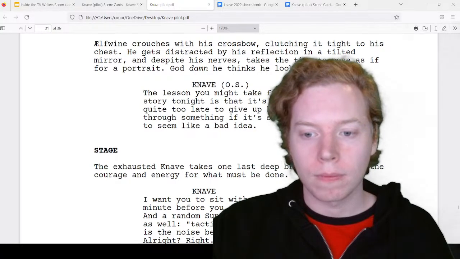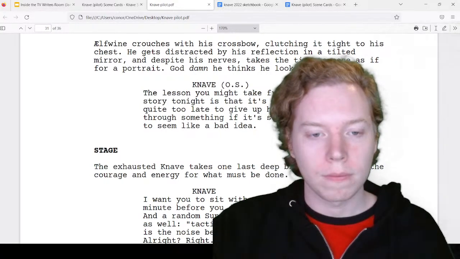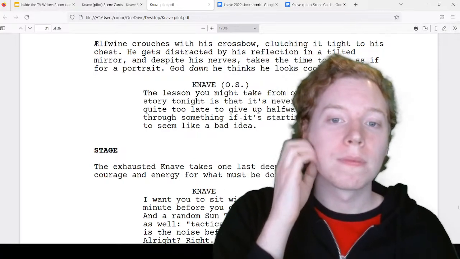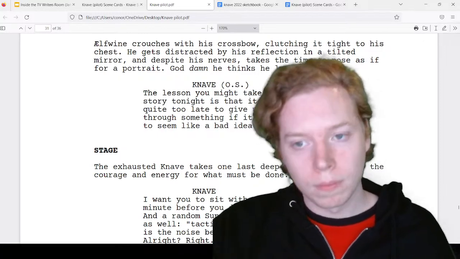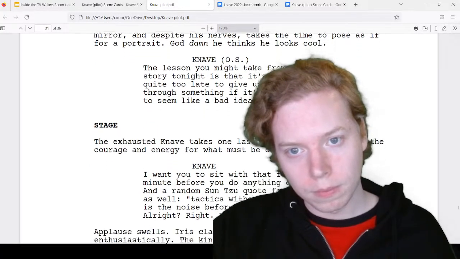Under the stage, Alforin crouches with his crossbow, clutching it tight to his chest. He gets distracted by his reflection in a tilted mirror, and despite his nerves, takes the time to pose as if for a portrait. God damn, he thinks he looks cool.